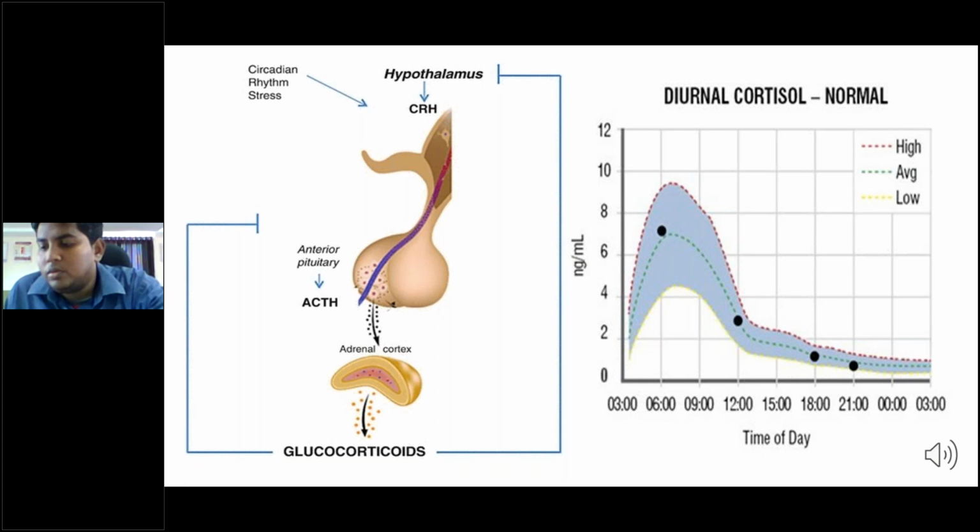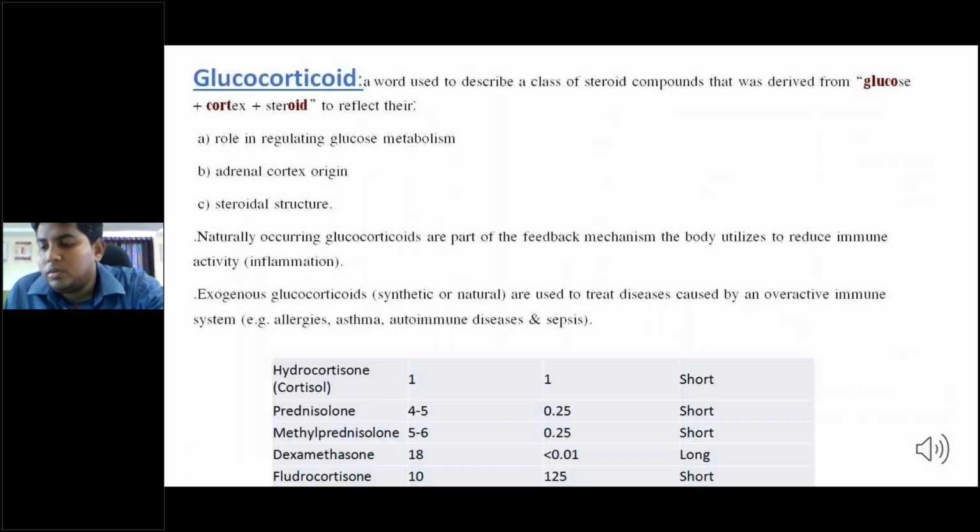Glucocorticoids help in regulating glucose metabolism, with adrenal cortex origin and steroidal structure. Naturally occurring glucocorticoids are part of the feedback mechanism which the body utilizes to reduce the immune system. Exogenous glucocorticoids are used for an overactive immune system in cases of allergies and anaphylactic reactions. Their function is anti-inflammatory and immunosuppressive.